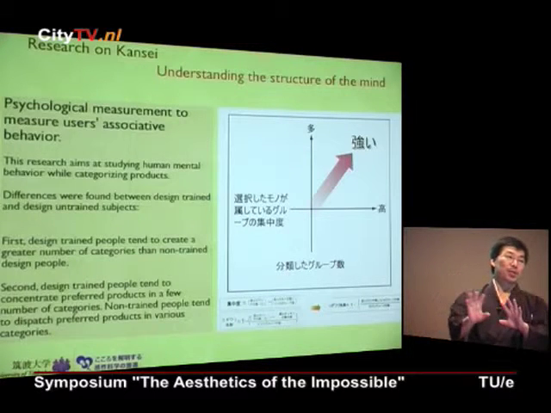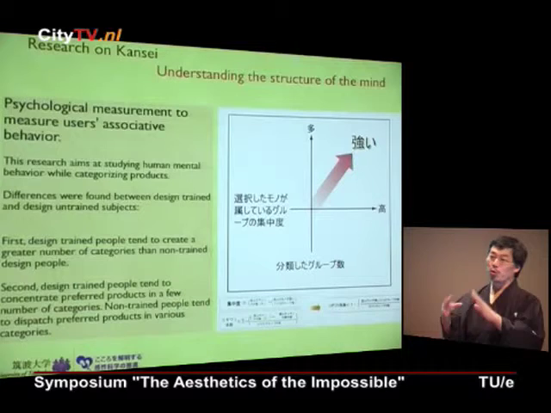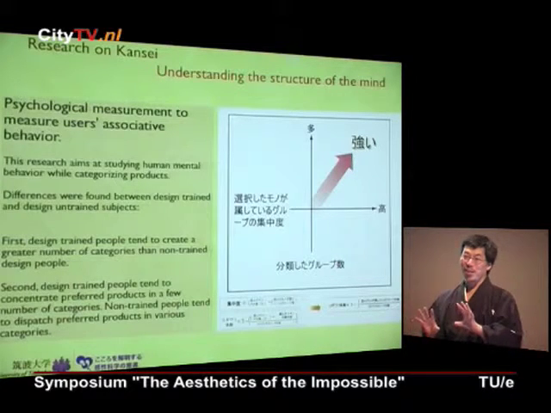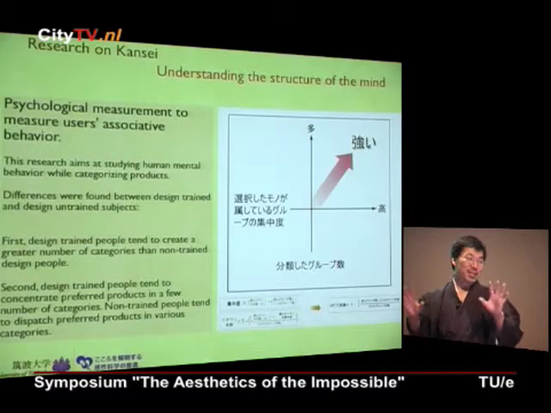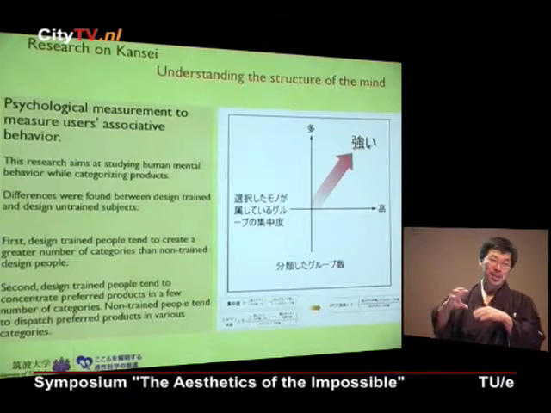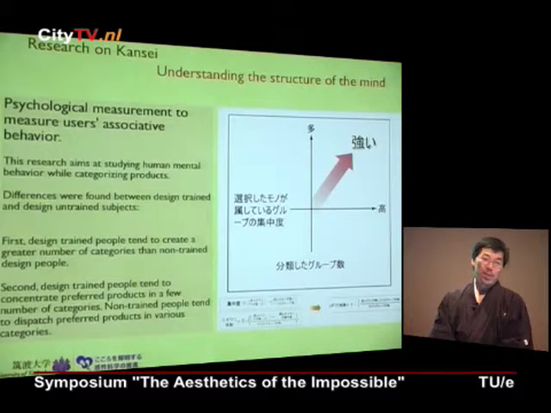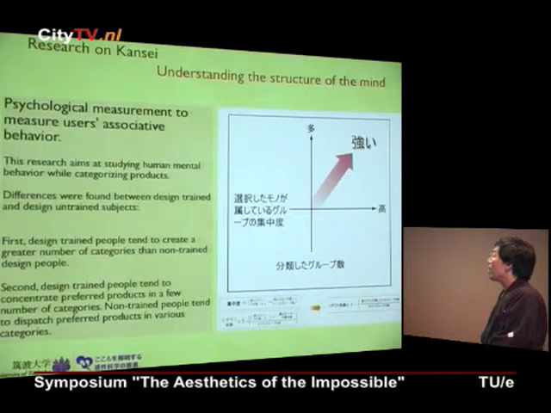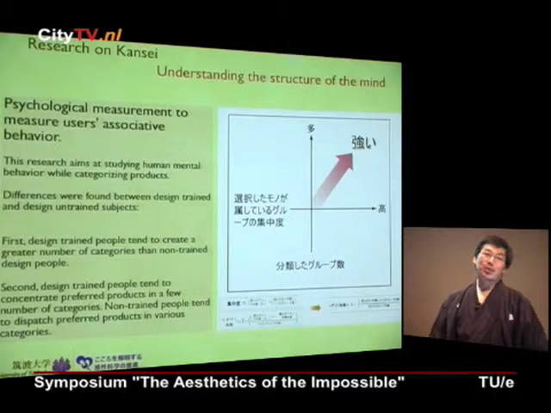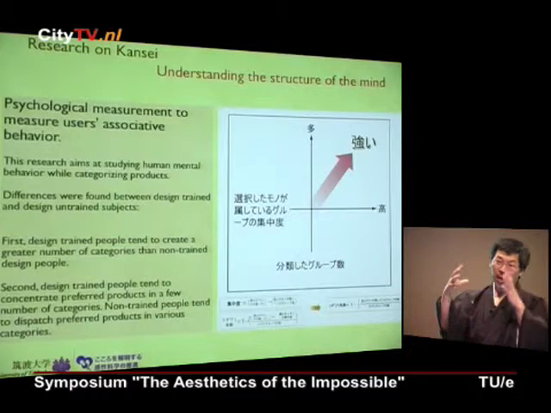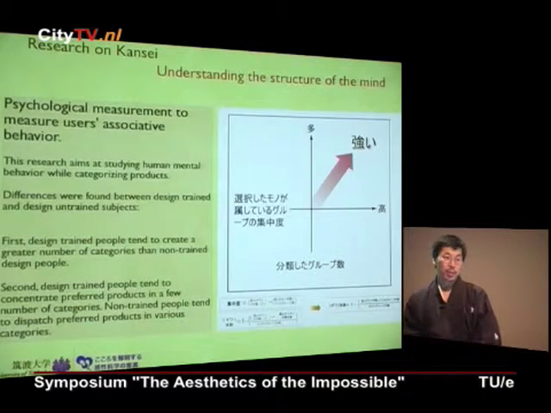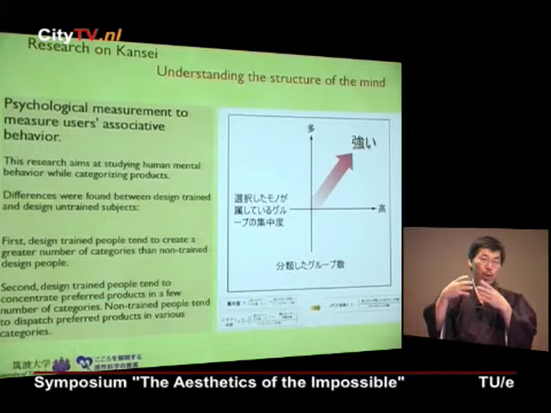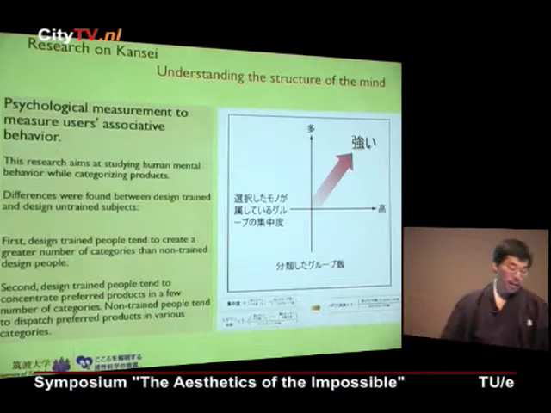That means design-untrained people, if asked to categorize objects, categorize them without evaluating. But design-trained people categorize things as much as possible, applying as many categories as they know, but at the same time they are always thinking about what they prefer. The evaluation process occurs simultaneously. This is the key point of the structure of the mind. We are using the brain as a resource of thinking, and the brain is a limited organ, so we are trying to use the brain efficiently. That is the effect of education.